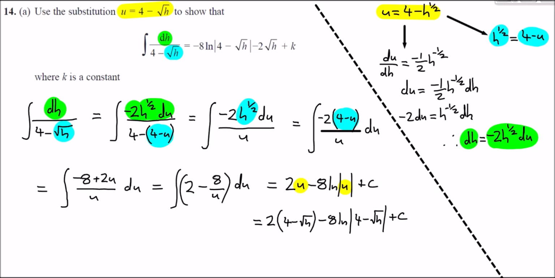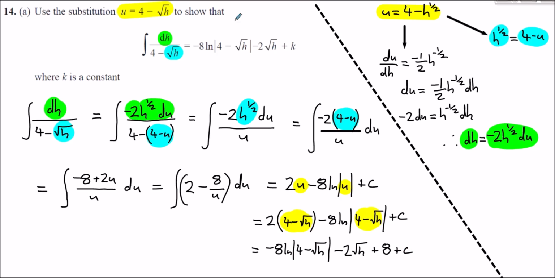So it's almost in the right form, but as you can see, not quite. So what I'm going to do here, I'm going to just reorganize it so it's closer to the target. The target has minus 8 ln 4 minus root h first. I'm going to write this first. So minus 8 ln mod 4 minus root h, like so. And then over here, if I expand this out, I'm going to get minus 2 root h, because 2 times minus root h gives minus 2 root h. 4 times 2, of course, is going to be 8, plus this c.